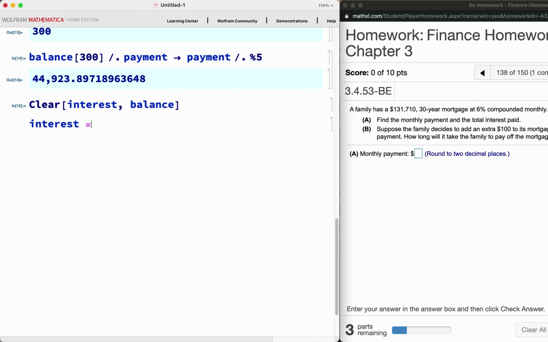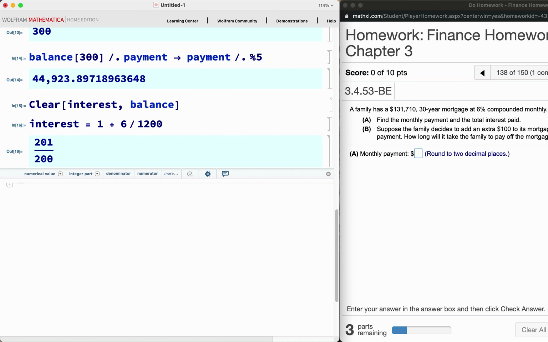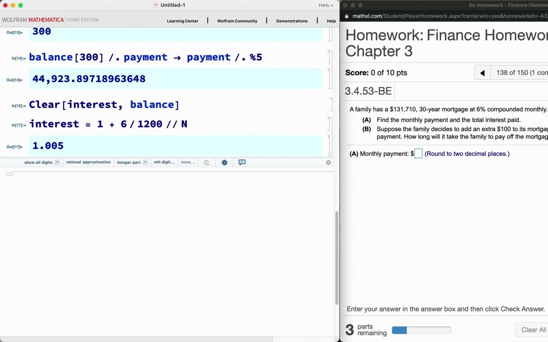So interest is equal to 1 plus 6 divided by 1200. Okay, but I'm getting a fraction. That's not what I want. So what I could do is this. Okay, 2 forward slashes and a capital N, and that turns it into a decimal, a floating point number, which is what I want. Okay.